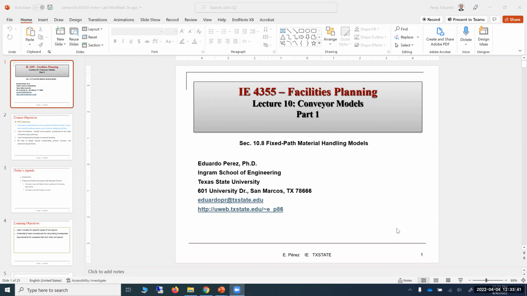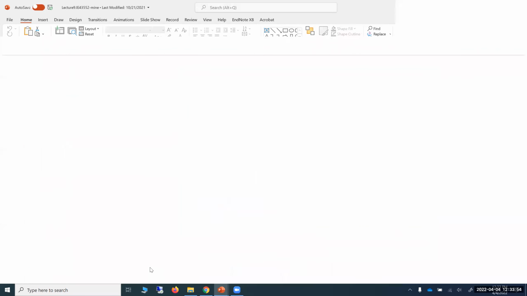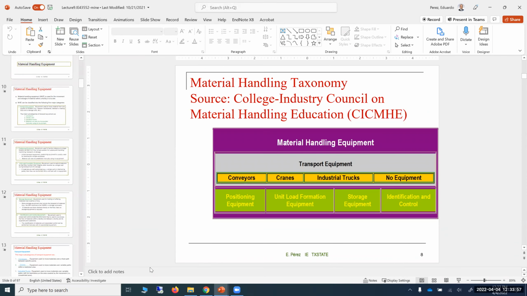Today, we're gonna start a new lecture. This is connected to what we discussed, the lecture on material handling before the second exam. So just to give you a quick review, we discussed different types of material handling equipment. And among them, we had the transportation equipment, which includes the conveyors, the cranes, the industrial trucks, or no equipment. We also have the positioning equipment, unit load formation equipment, storage equipment, identification and control. So we went over that list.